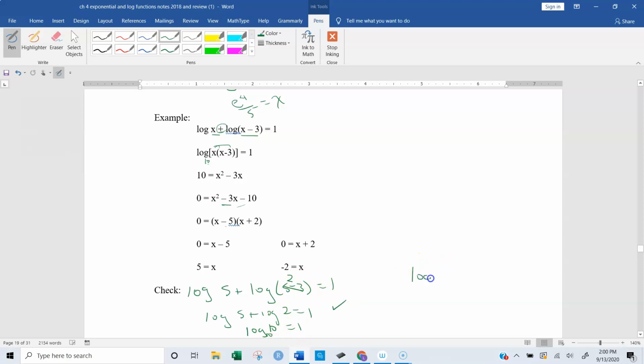Now let's do the next one. We're going to do log of minus 2. I am done at this point because remember, you cannot take the log of a negative number, because whenever you graph them, they go like so, right? And without a shift, it's always positive. So this is bad. Minus 2 does not work. Your solution is x equals 5.